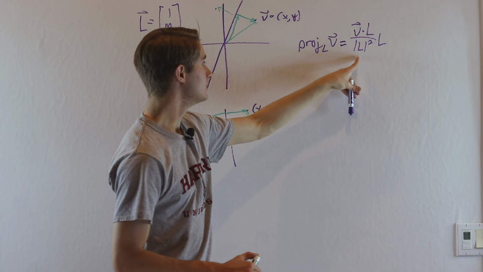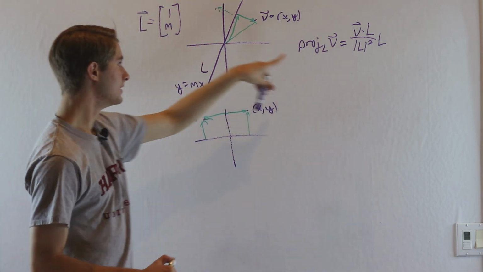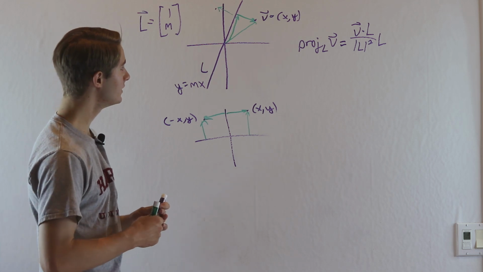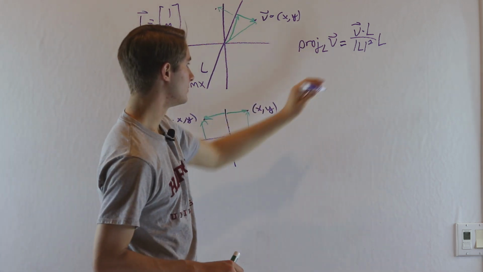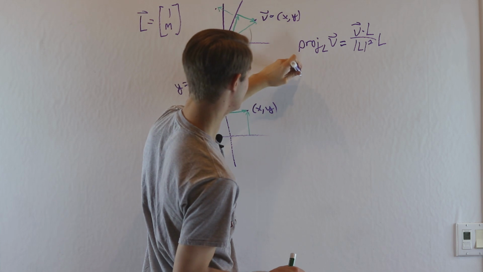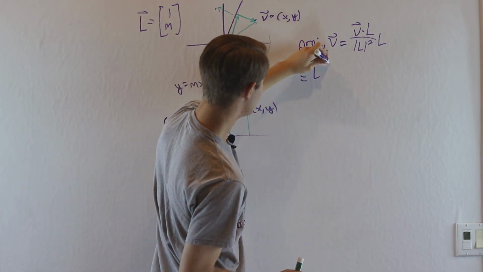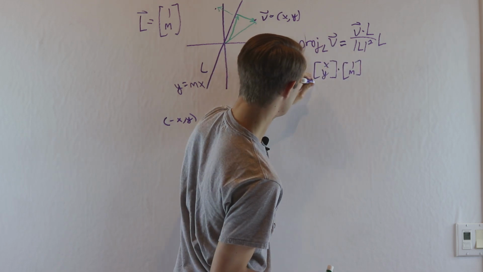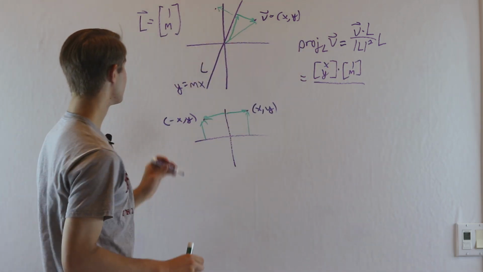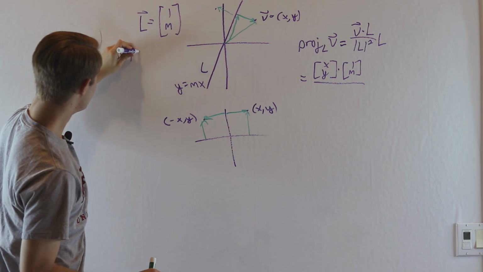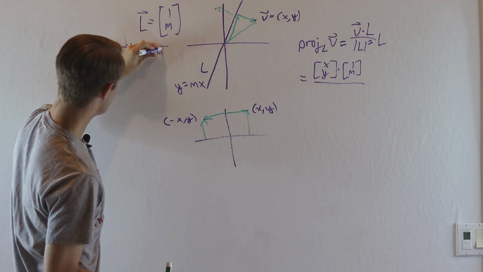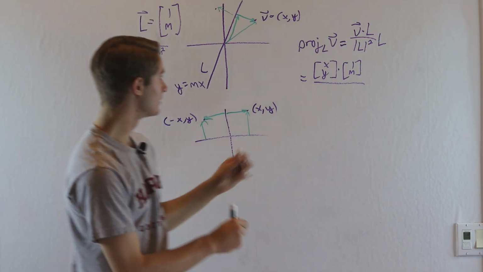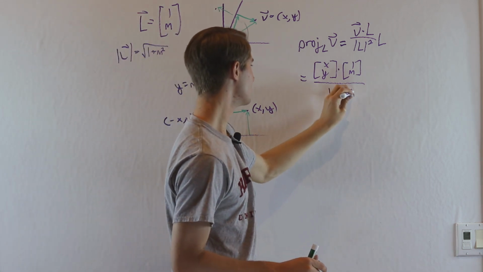So we can substitute L being equal to (1, m) everywhere in this formula and then figure out what that gives us. Now, v is going to be (x, y), so we can substitute all of that in. We're going to get (x, y) dotted with (1, m) over, and then we want the magnitude of L squared. Well, the magnitude of L is going to be the square root of 1 plus m squared by the Pythagorean theorem. So then we square this, and our denominator here is going to be 1 plus m squared.